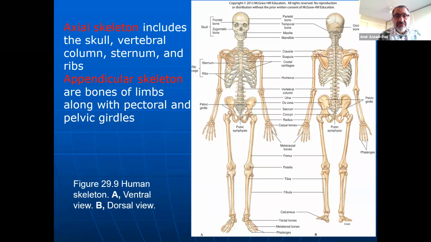So axial bones, by definition, include the skull, all of the bones that are in the x-axis, that's why they call them axial bones. So the skull would be one, vertebral column, sternum, right here, your bone right here is called sternum, and the ribs. These are all the bones that are in the x-axis. Appendicular bones are bones of the limbs and the pectoral and pelvic girdles. All of those are referred to as appendicular bones. I would like you to know them for purposes of the lab practical and everything else.